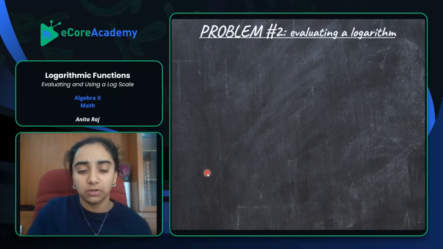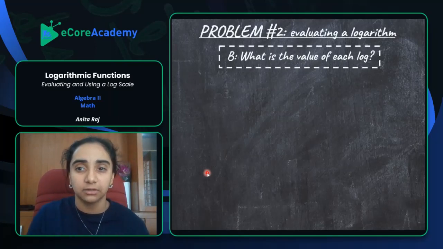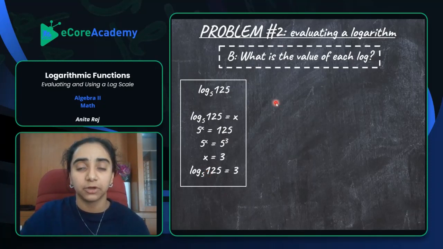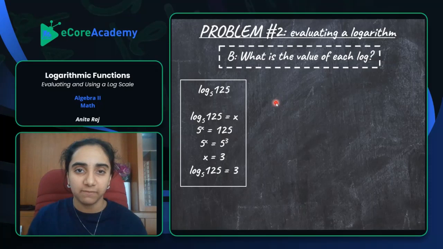So just continuing along with problem number 2 on evaluating a logarithm, we're going to find what is the value of each of these logs that is shown below. So we actually have 3. These are just problems like the last one we did, but we're going to be going through them pretty quickly just so you have more practice. So the first log we've been given is log base 5 of 125.